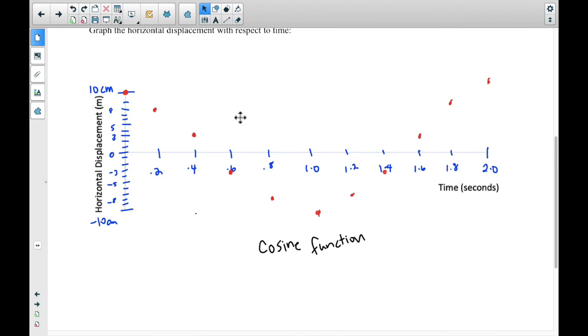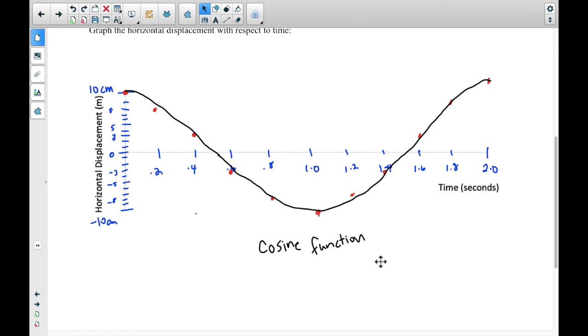Okay, once you have set up your axes, now take a minute to plot these points. So I'm just plotting every point. 0 is at 10, 0.2 was at 8, 8.09, it's pretty close to 8. 0.4 was at 3.09, again pretty close. So just take a minute to start putting those points on there. Okay, once you have your points on there, once you connect them with a nice curve, you should notice that this is a cosine function.